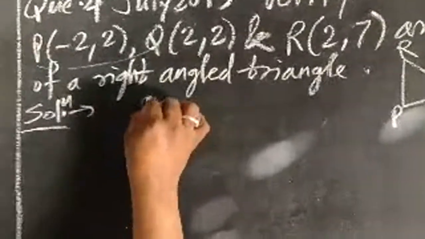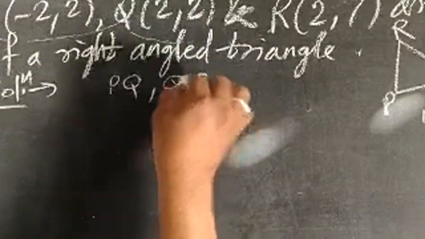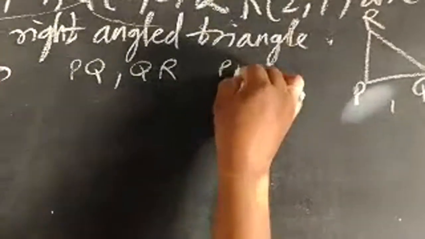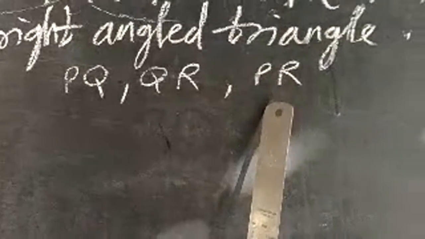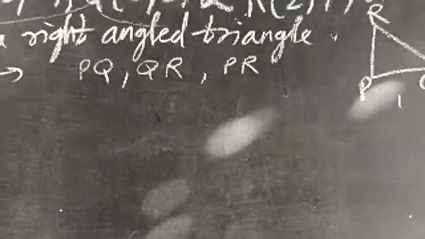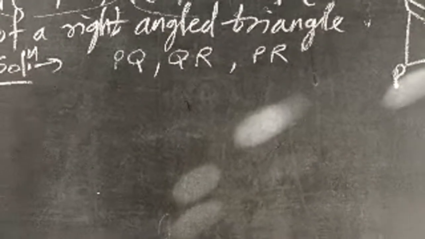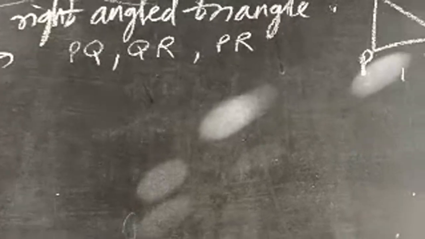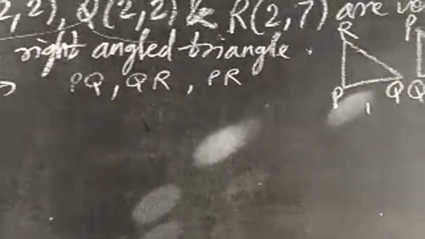First and second, PQ we find out. After that second and third, QR, and first and third, that is PR. And we can use the Pythagoras distance formula, how many times? 3 times. And after that, the largest side square is equal to the sum of squares of the remaining 2 sides. Good. Good answer given. Very good.